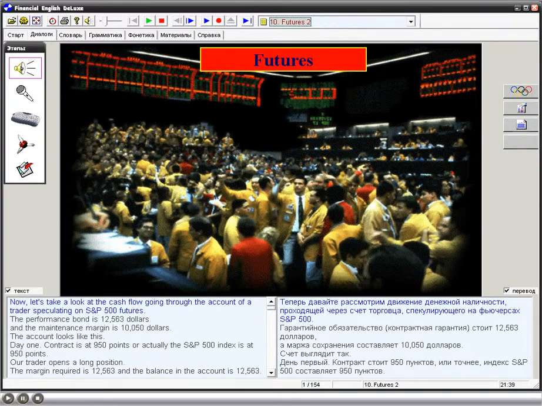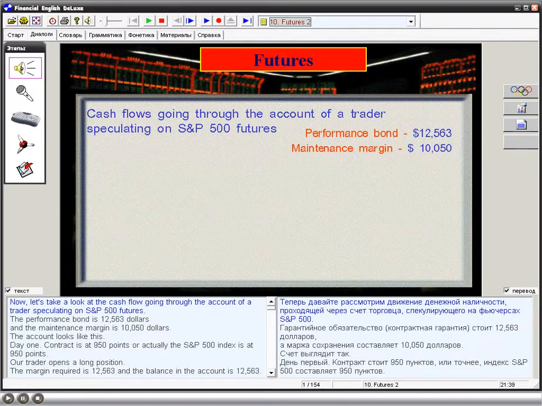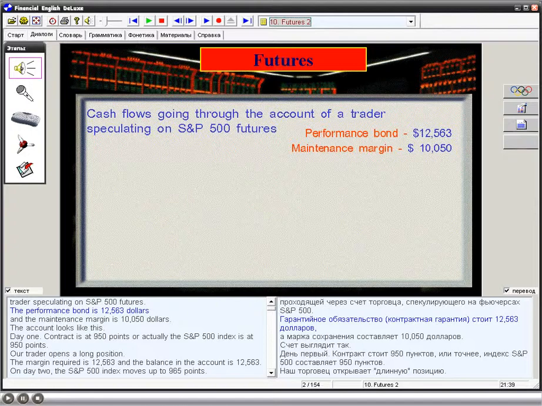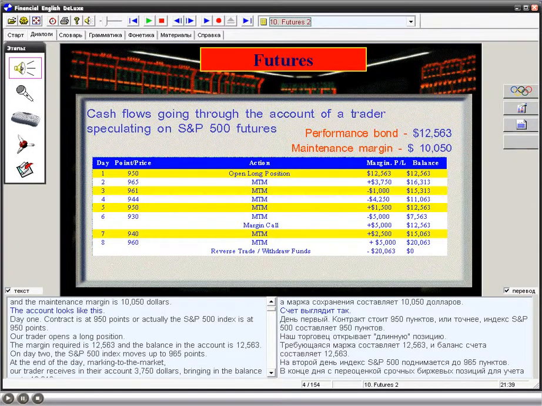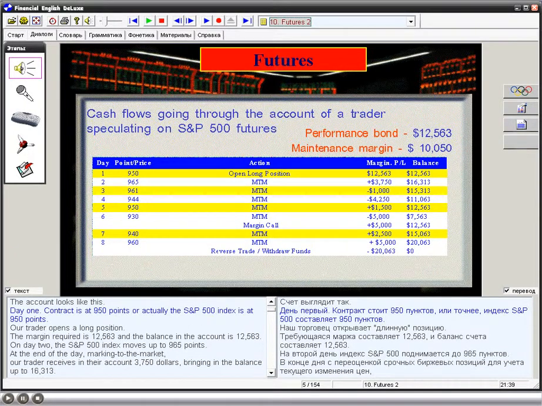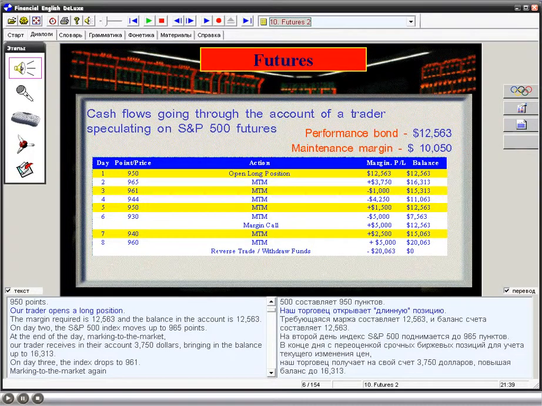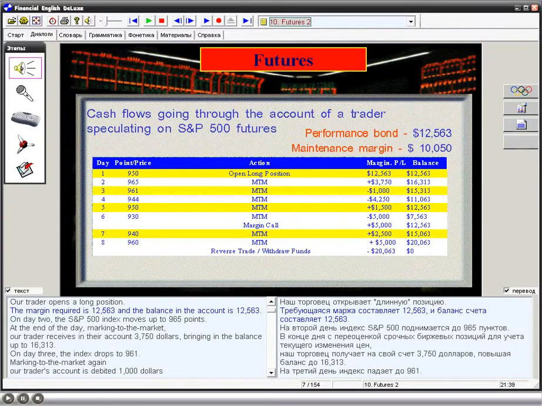Now let's take a look at the cash flow going through the account of a trader speculating on S&P 500 futures. The performance bond is $12,563 and the maintenance margin is $10,050. The account looks like this. Day 1, the S&P 500 index is at 950 points. Our trader opens a long position. The margin required is $12,563, and the balance in the account is $12,563.